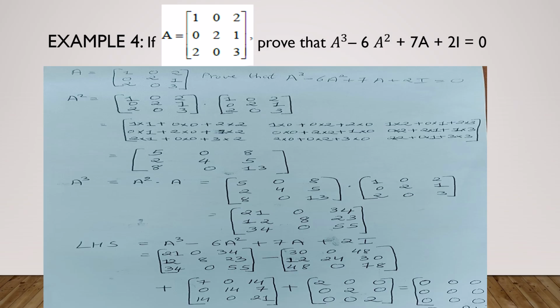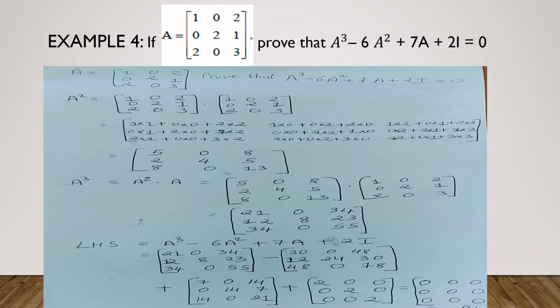Next, you want the a13 element of A square. That means first row, third column. So you take the first row of the first matrix and the third column of the second matrix. So 1 into 2 plus 0 into 1 plus 2 into 3. This is how you find all the elements when you multiply two matrices. Be careful in the calculations. So you get A square over here: 5, 0, 8, 2, 4, 5, 8, 0, 13.